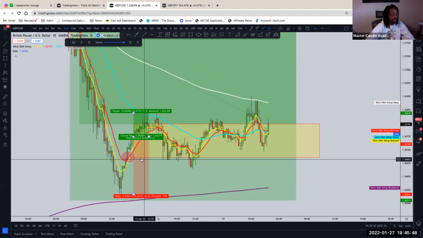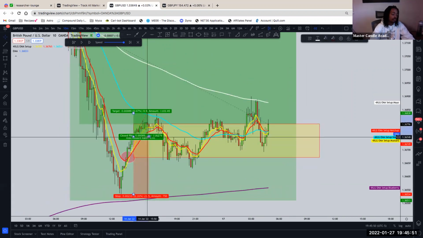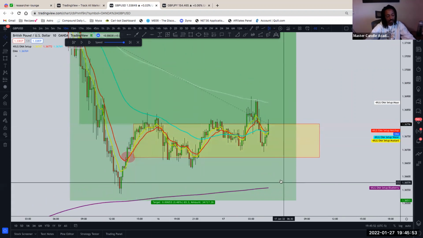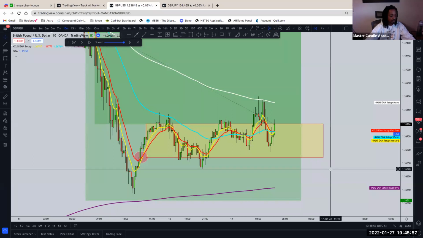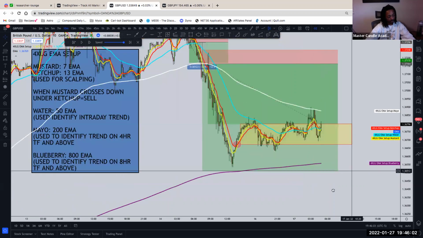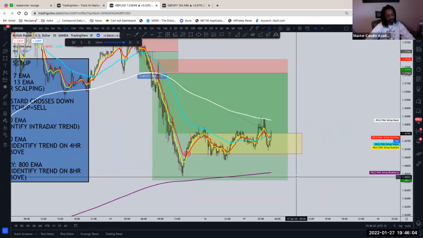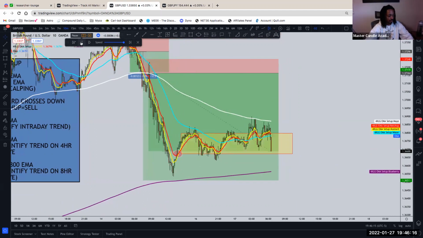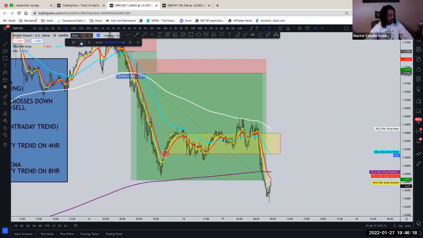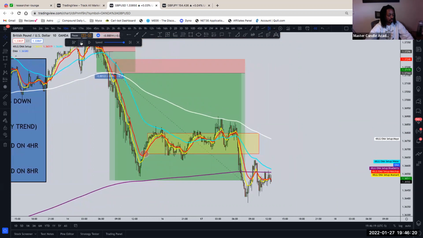But in its simplest form, all you're doing, guys, is waiting for crosses to happen, executing when the cross happens, and taking it to the next moving average. If you're comfortable being a swing trader, blueberry's always going to be your final target. And also, 9 times out of 10, when price hits blueberry, it may actually start to reverse too. So it always just depends.